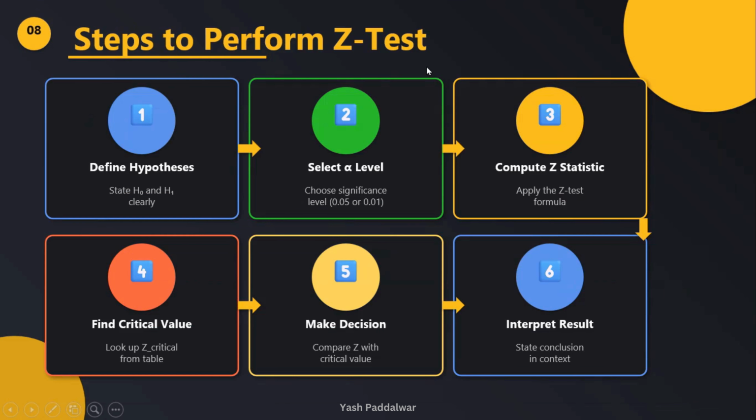Now, steps to perform the Z test. First, define hypothesis. State your H0, that is your null hypothesis, and H1, that is your alternate hypothesis, clearly. This is very important. Then you have to select an alpha level, that means your significance level. Now this particular value, in real-world scenarios, is established by an expert in that particular domain. It can be any domain, let's say the medical domain, the supply chain domain, or any other domain. That value is determined only by experts.